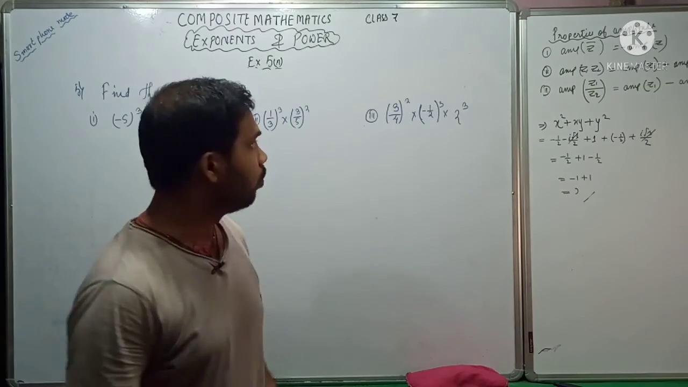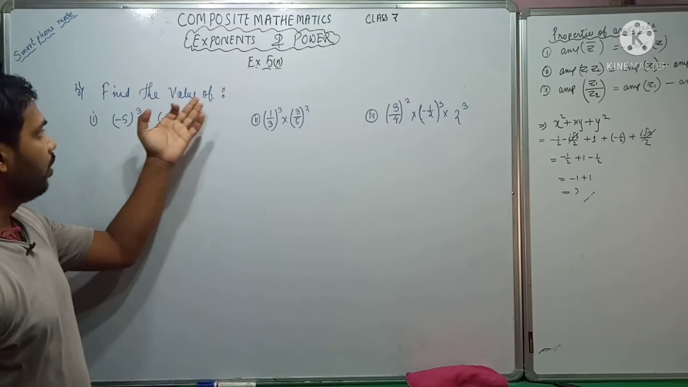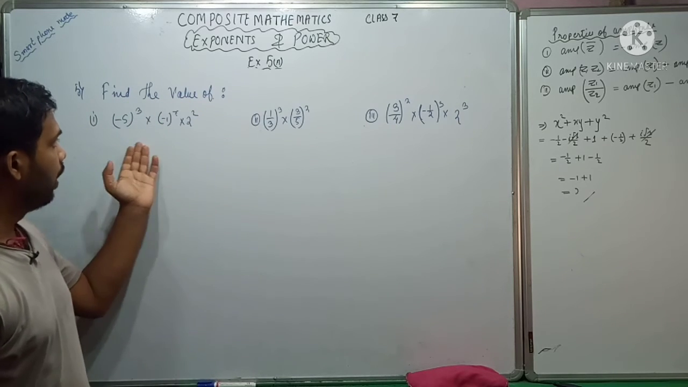So now going to do question number 5. Now in question number 5, what is given, you see, find the value of. Now we have to find the value of these numbers.